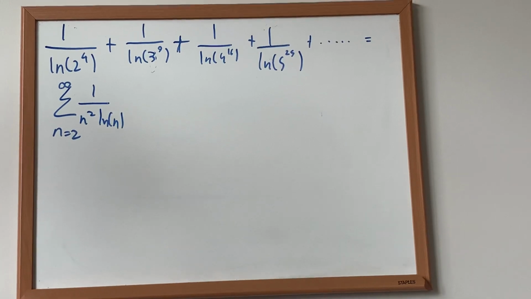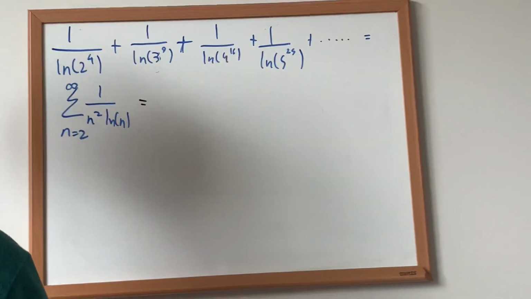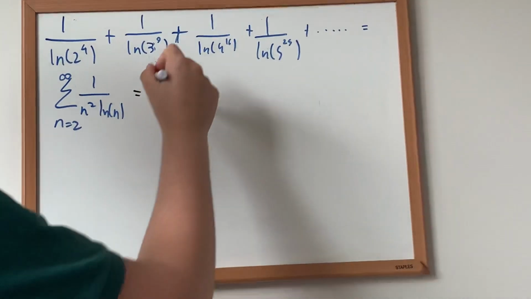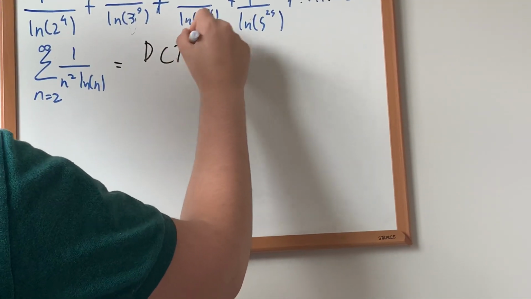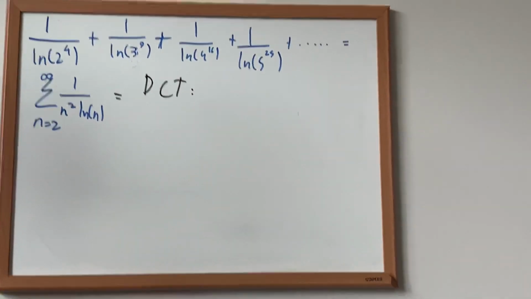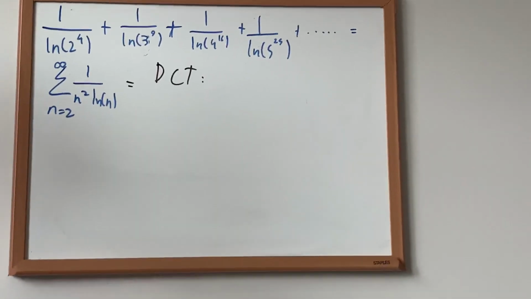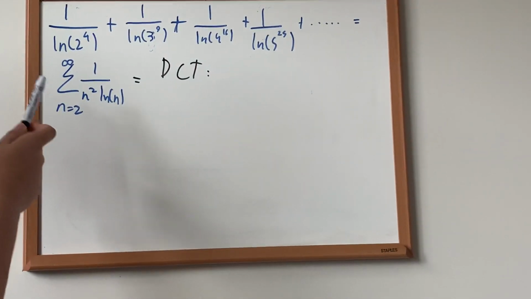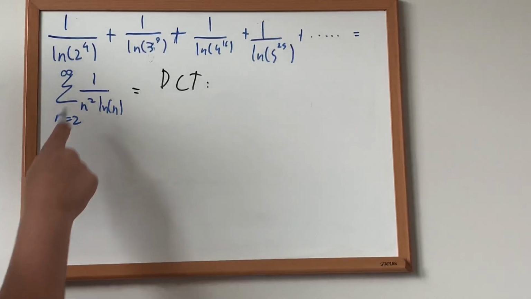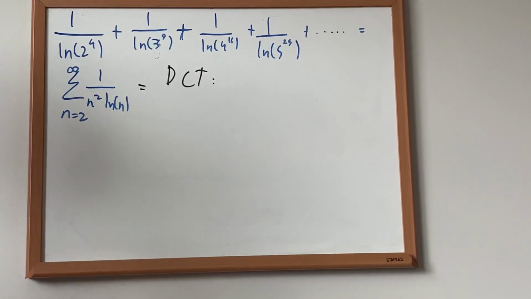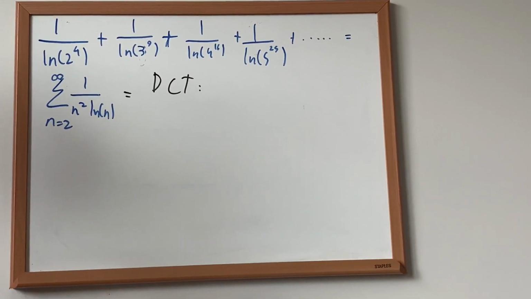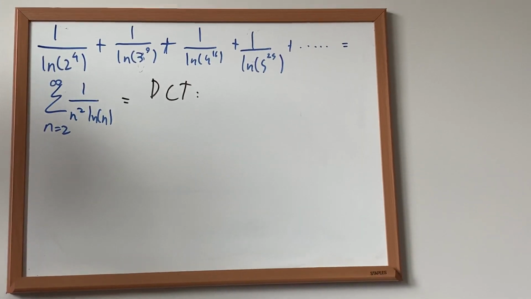So now I want to see if this series converges or diverges. So I want to use the direct comparison test. First, I want to use a series that I know is convergent or divergent, and this is related to this series. And if we look at it, we can see that 1 over n squared is a very good choice for us to use as our example for a known series.